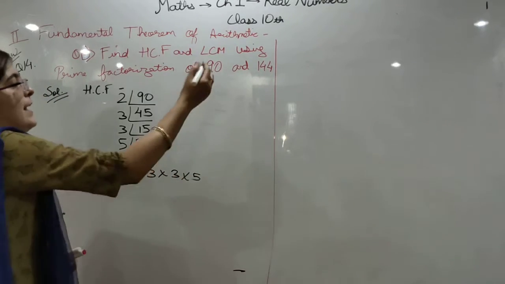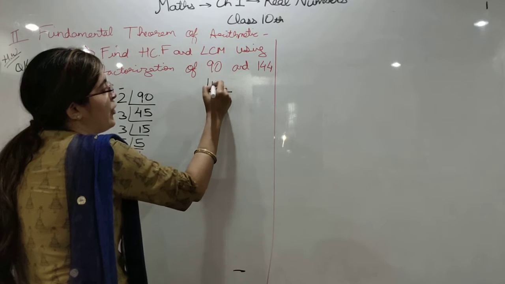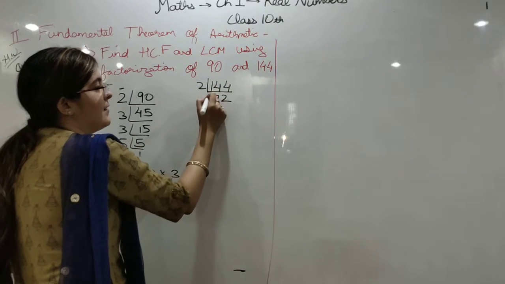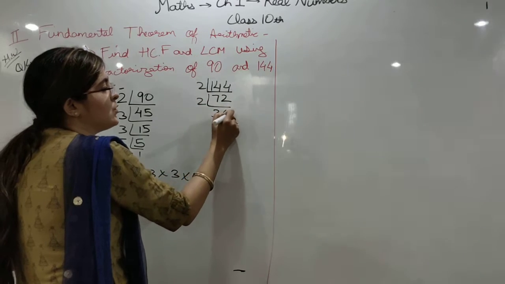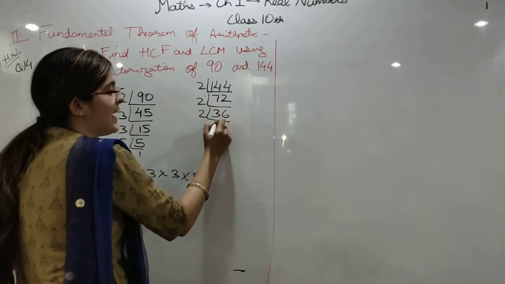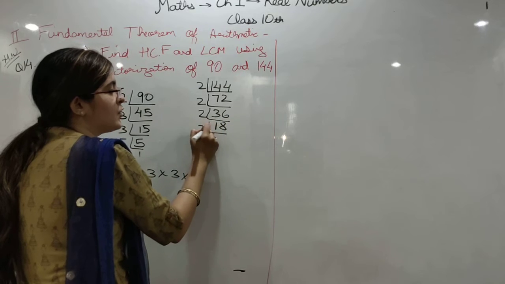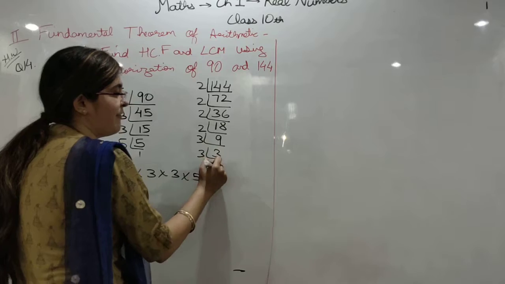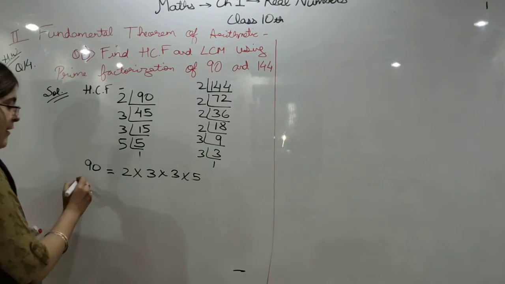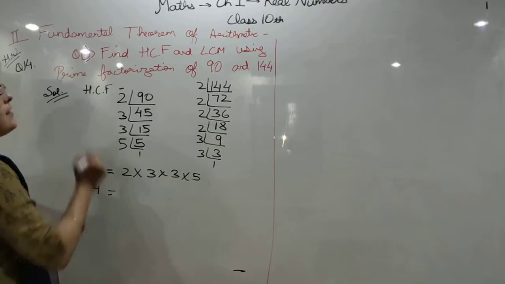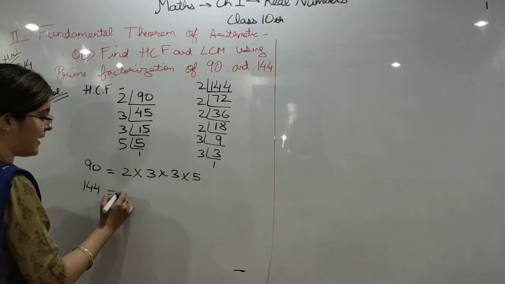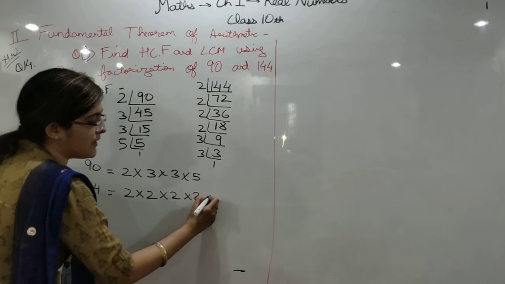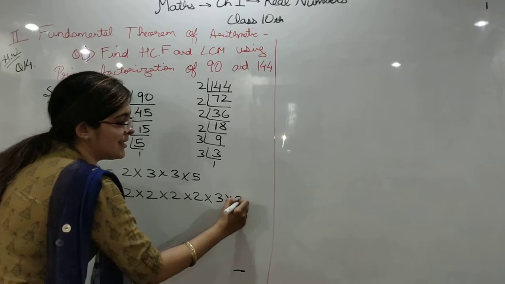Now let's prime factorize 144. 2 7s are 14, 2 3s are 6, 2 1s are 2, 2 8s are 16, 2 9s are 18. Then 3 3s are 9, 3 1s are 3. So how can 144 be written using the fundamental theorem of arithmetic? 2 into 2 into 2 into 2 into 3 into 3.